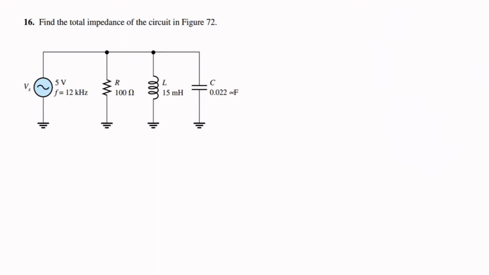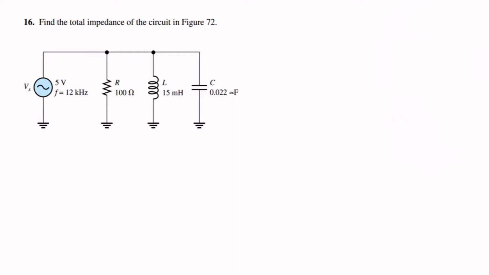The circuit consists of a source voltage with an amplitude of 5 volts and a frequency of 12 kilohertz, and a resistor, an inductor, and a capacitor which are arranged in parallel. The value of the resistor is 100 ohms, the value of the inductor is 15 millihenry, and the value of the capacitance is 0.022 microfarad. There seems to be some sort of error in the typing, so that's supposed to be microfarad.